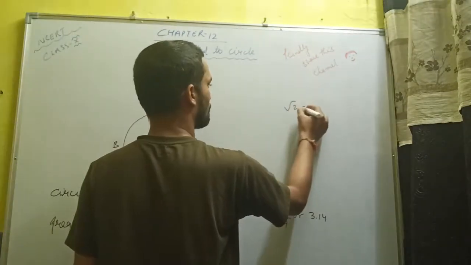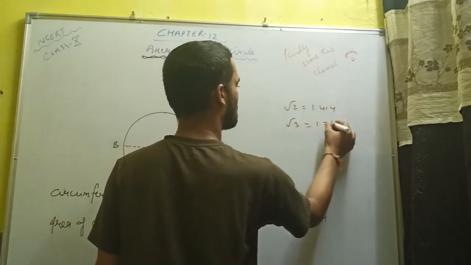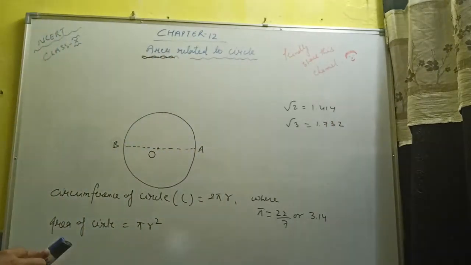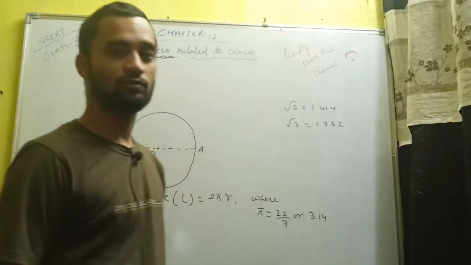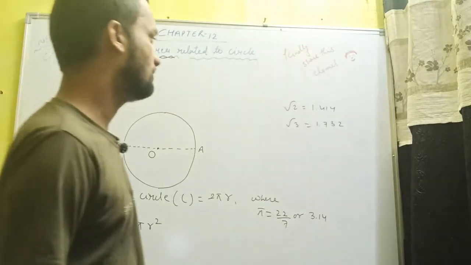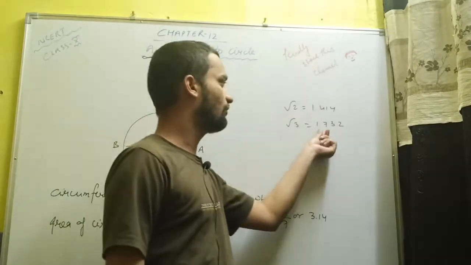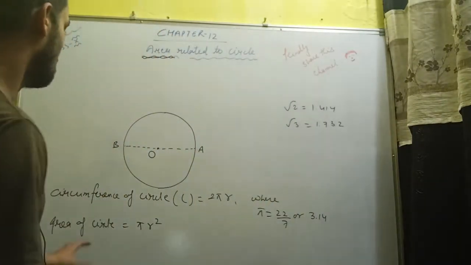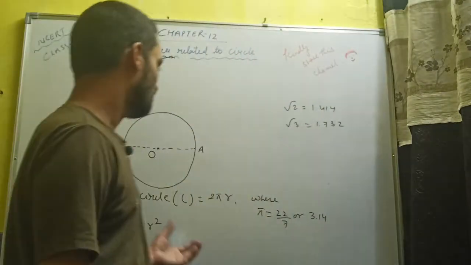Some more things: root 2 is 1.414, root 3 is 1.732. Not more than this. Root values are used in this chapter, so you must know the values of root 2 and root 3. If in a question it is given to use root 3 equal to 1.7, then it means you have to take only one decimal place value. This is the general formula which we are going to use in the first exercise.